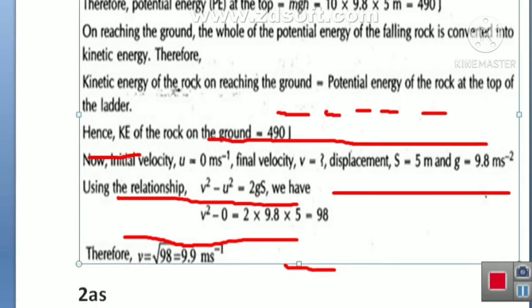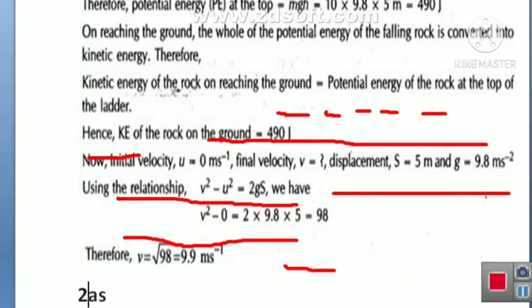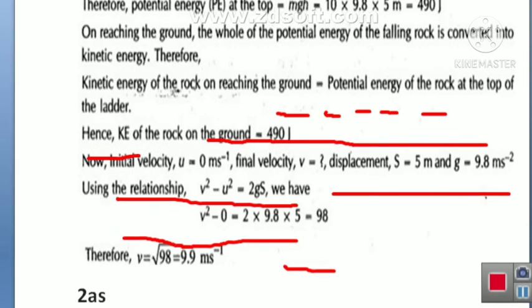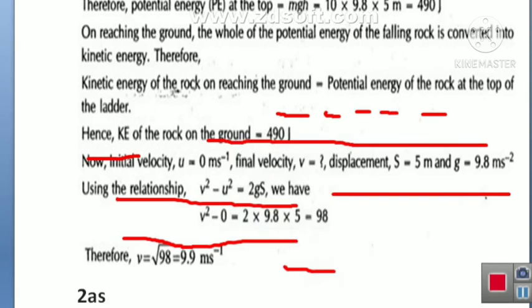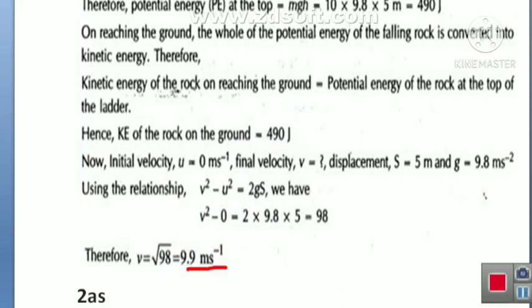Therefore, in place of 2as we are taking 2gs. So the same third equation of motion, v square minus u square is equal to 2gs, in place of 2as. Thus, by putting the values in the equation, we get v square equal to 98, and v is equal to under root 98, and it becomes equal to 9.9 meter per second.